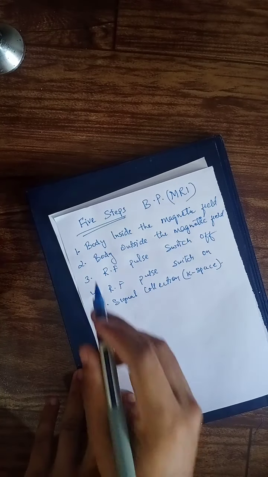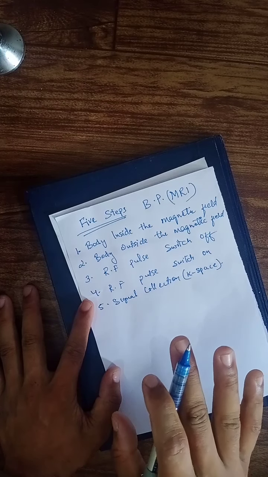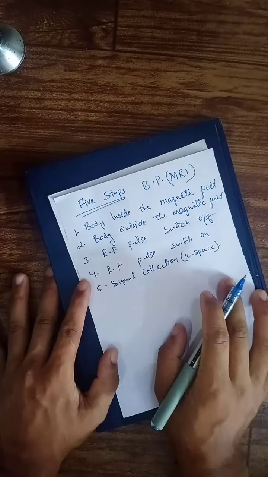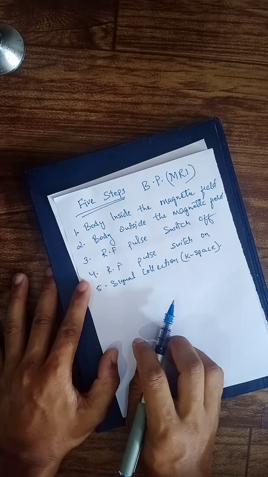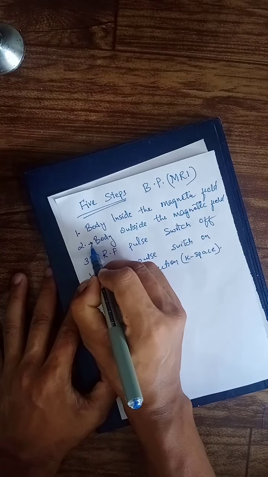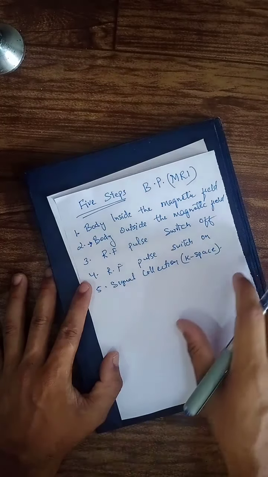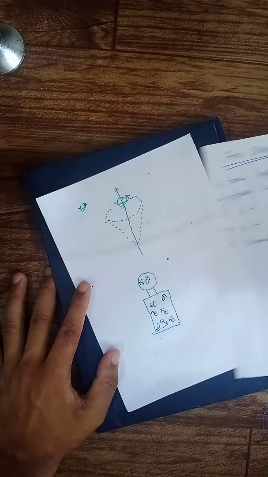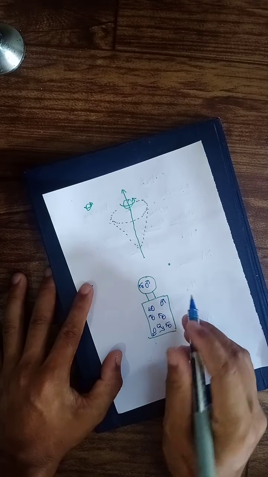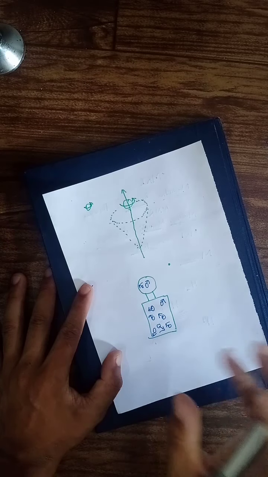So let's discuss the first step, body inside the magnetic field. When you are going for MRI, what happens? I'll be explaining now. I have just flipped the points. Let's start with this first, then second will be this, because body outside the magnetic field, what happens? The first diagram I showed, this one. Can you see here the protons? They are randomly directed. That means they are in a random direction.